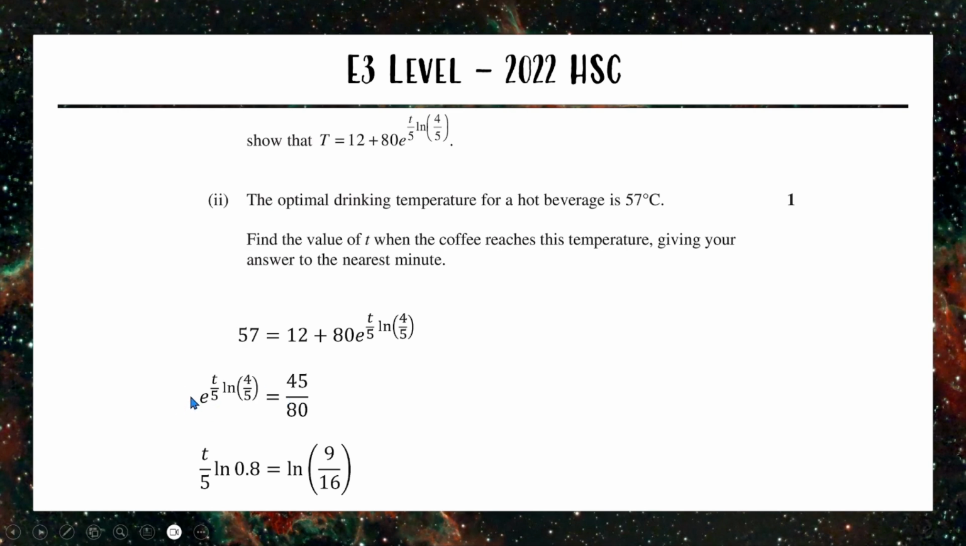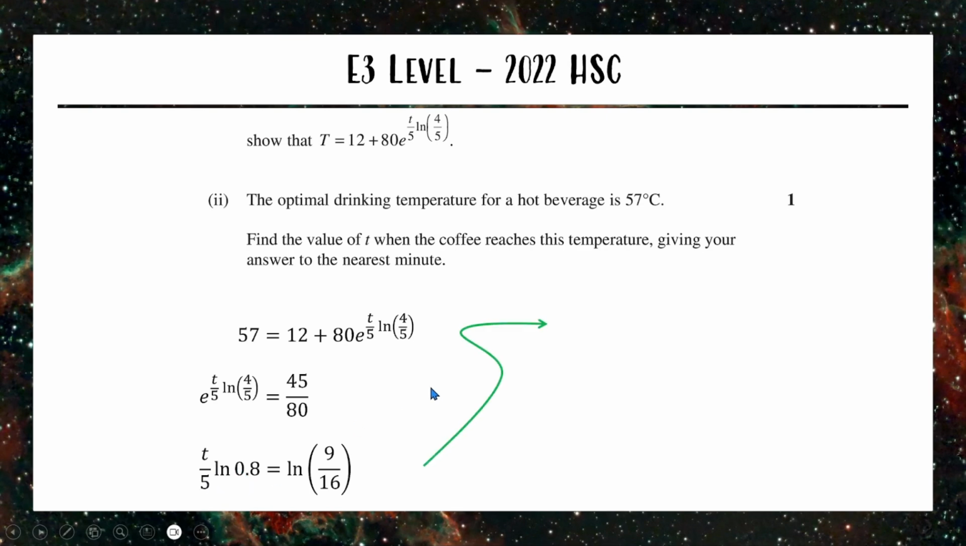Natural log of the left-hand side, we'll just bring this power down. So we have t over 5 times log of 4/5. I've decided to write that as 0.8 for some strange reason. Now we just need to solve for t. So we're going to divide by log 0.8, and we're going to multiply the 5 across.